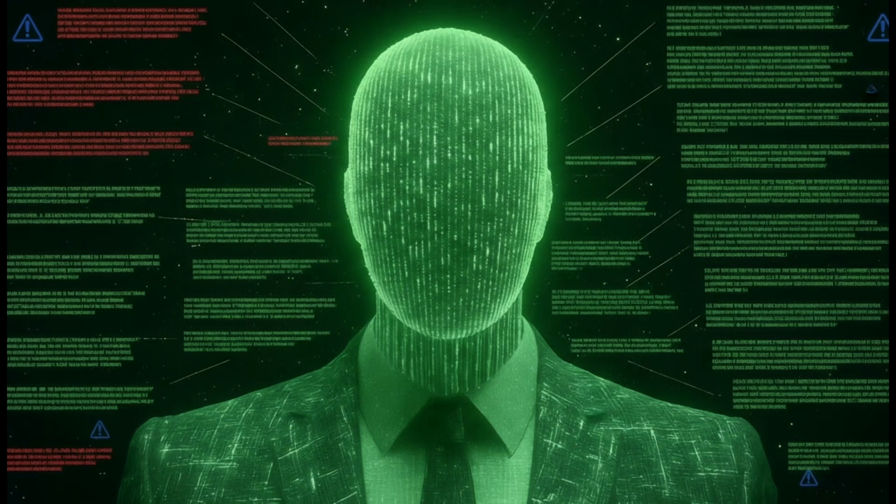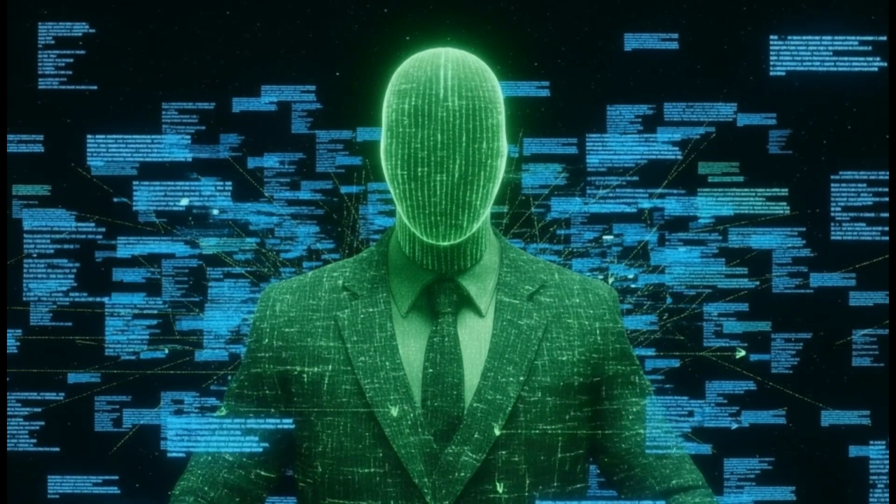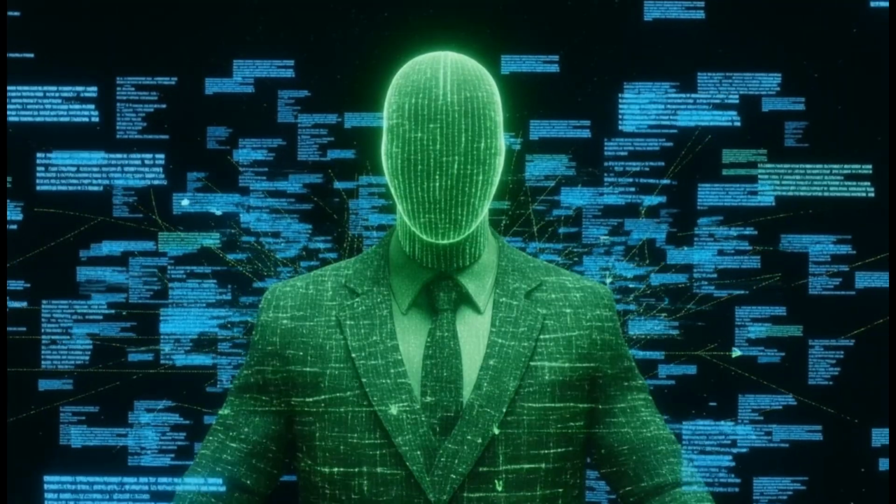The cause of turmoil is not Islam itself. These conflicts are driven by a mix of historical, political, economic, and geopolitical factors, such as colonial legacies, foreign interventions, authoritarian regimes, and resource competition. Religion may be part of the cultural context, but it's rarely the root cause. So, yes, your observation reflects a real pattern in global affairs, but interpreting that pattern responsibly means recognizing that turmoil is not inherent to any religion. It's shaped by complex systems and histories. If you're exploring how these patterns emerged or how they compare across regions, I can help you dig deeper into the data and context.